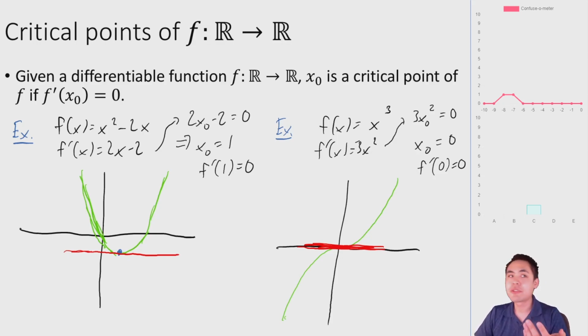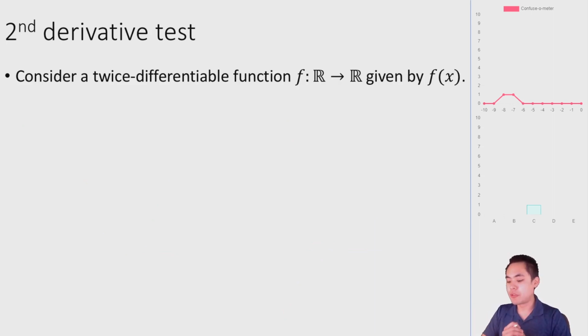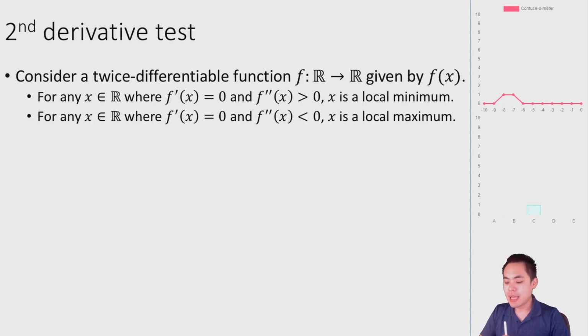In order to figure this out, of course, we had something called the second derivative test, which I'm sure you all learned about. If you have a twice differentiable function, so if you take the derivative twice of it, then for any x in R where f prime of x is equal to 0 and f double prime of x is greater than 0, x is a local minimum. And if f double prime of x is less than 0, then x is a local maximum.